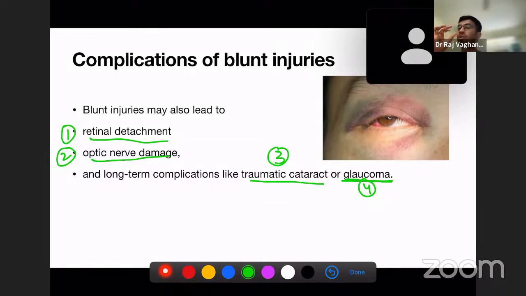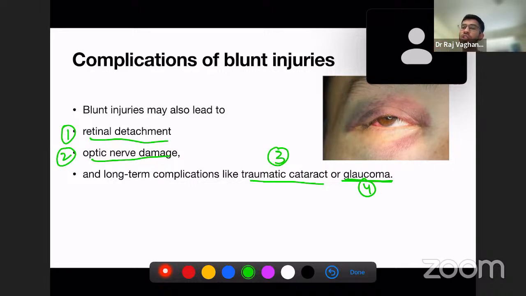Cataract is related to the lens. If the lens is getting displaced, you are going to have cataract. Glaucoma is related to hyphema. If you have hyphema, you are going to have glaucoma. For example, if your friend punches you very forcefully in your eyes, you can get retinal detachment, loss of vision, optic nerve damage, traumatic cataract, and even glaucoma. These are the four complications that blunt injuries can result in.